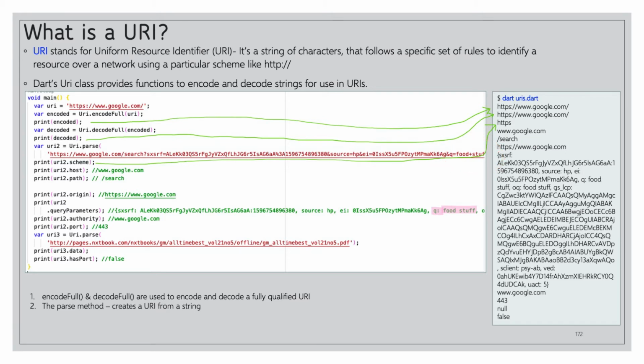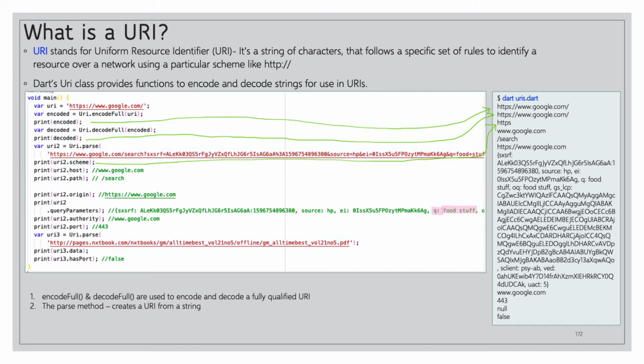So if I do uri.scheme, that's https. If I do uri.host, I get back www.google.com. If I do the path, I get /search. The origin, same thing, https, www.google.com. I can do the query parameters, and you see way over here in the purple highlight, q: I get food stuff. That's what I passed in. The authority is also www.google.com.